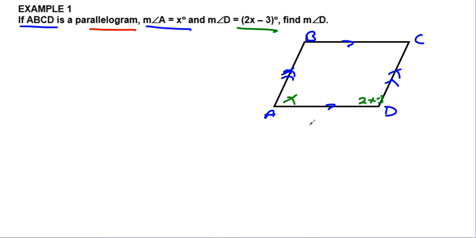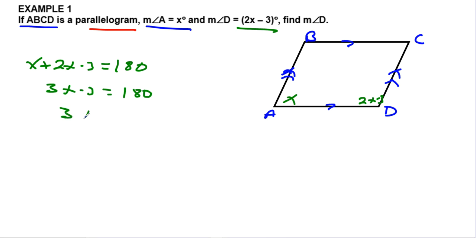So I go to those 4 properties, and I kind of run through them in my head. Well, we're dealing with angles. So there's only 2 properties we need to deal with angles. Opposites are equal, and consecutives are supplementary. That means this plus this is equal to 180. That's exactly what I'm going to do. I'm going to do x plus 2x minus 3 is equal to 180. That's 3x minus 3 is equal to 180.